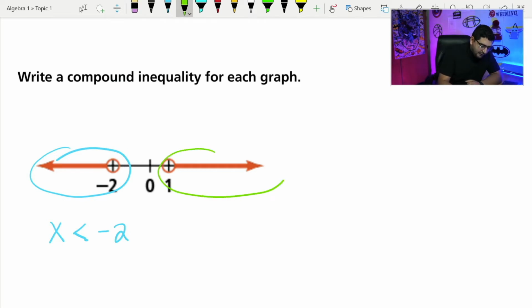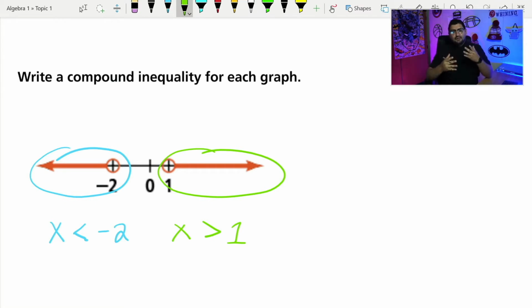And now I can focus on the other inequality. Here I have x, and the open circle tells me it's greater than, not greater than or equal to, and since it's going to the right, I also know that it's greater than 1. Now when you see a space in between your two inequalities, this usually tells you that it can be one or the other. So the word that we use to describe this compound inequality is or. So x is allowed to be less than -2, or x can be greater than 1. Either value for x will satisfy this compound inequality.